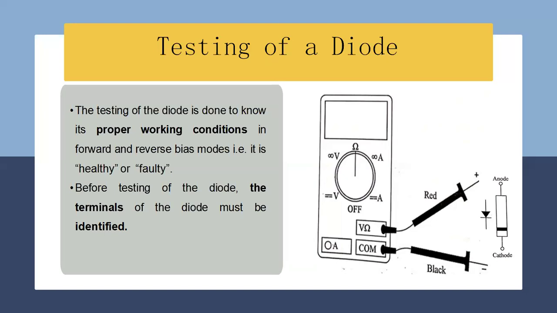We know that our diode is of two terminals. One terminal is anode and the other terminal is cathode. As we have already seen, to identify the terminals of a diode, the terminal at which we have a gray ring or a silver ring is called the cathode or the negative terminal, and the other terminal is called the anode or the positive terminal.